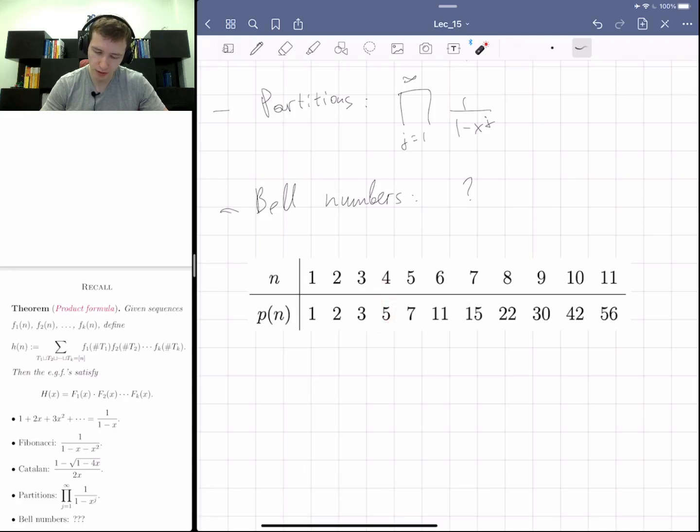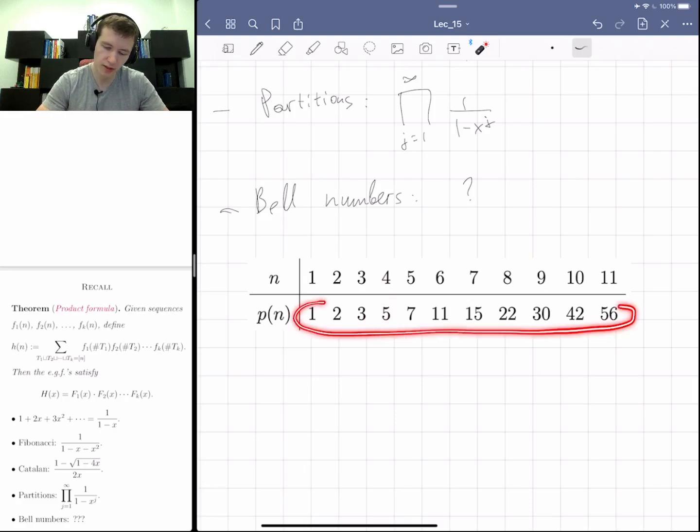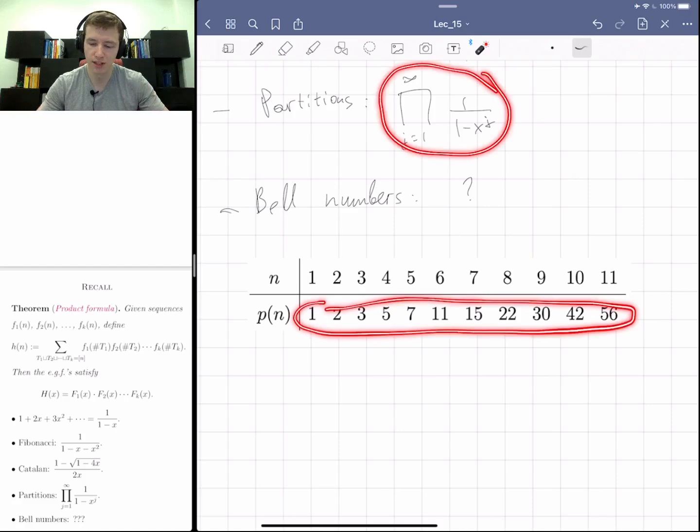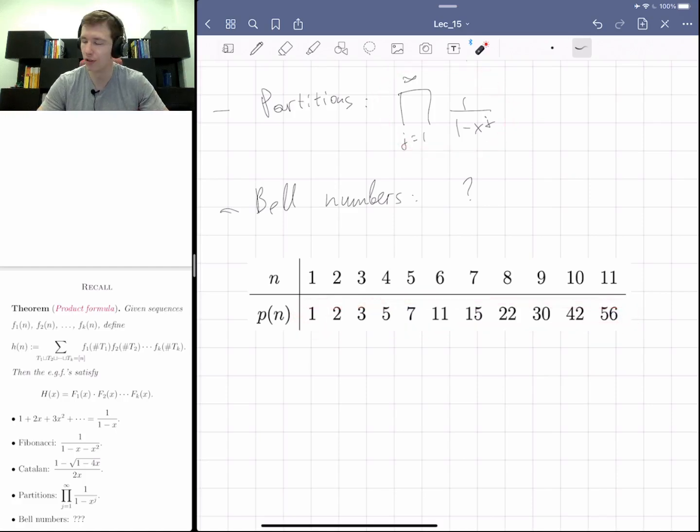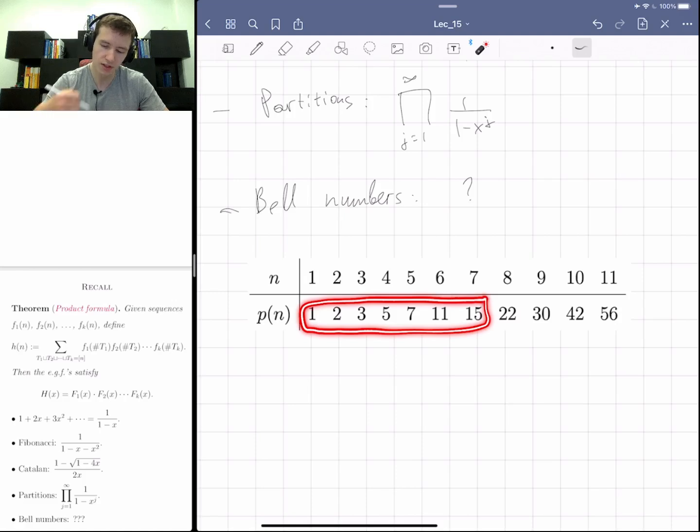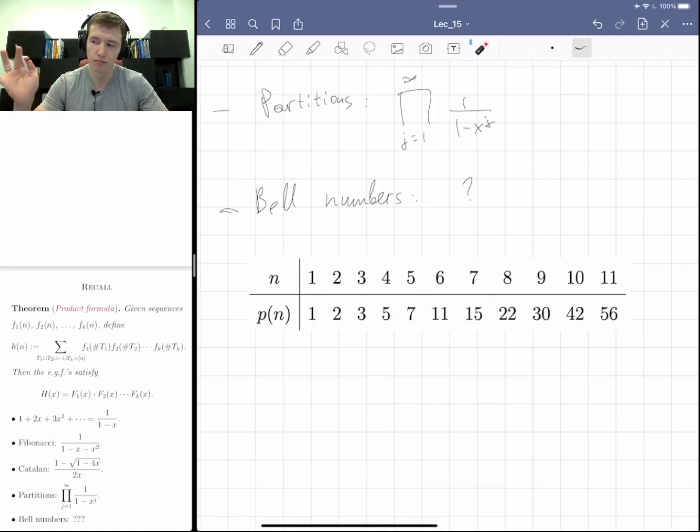Hopefully if you plug this infinite product into, let's say, Wolfram Alpha, and ask for the Taylor series, you're supposed to see these numbers. But of course it's infinite, so you can't really do that. The correct way is, if you care about the first 7 terms, you can discard all the terms which have degree higher than 7. All the powers of x higher than 7, you can just get rid of them.